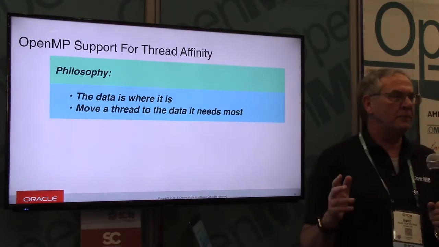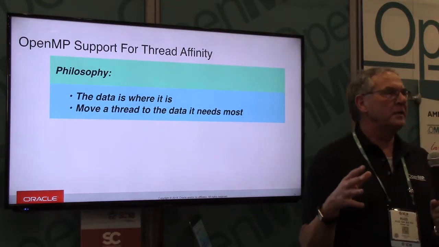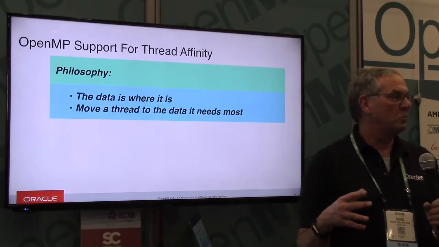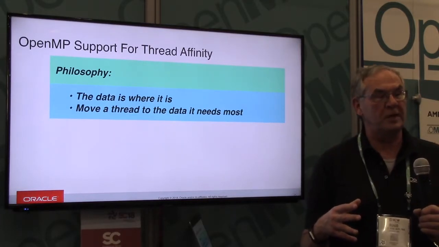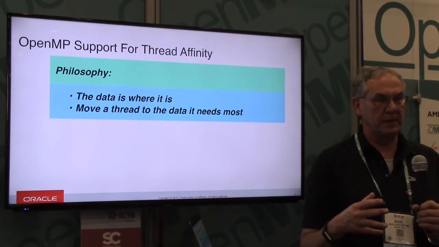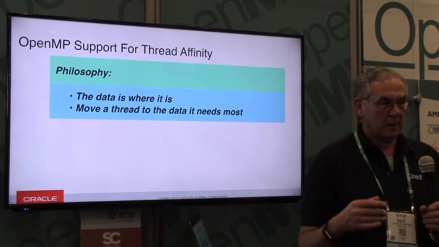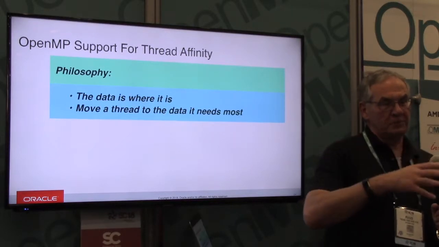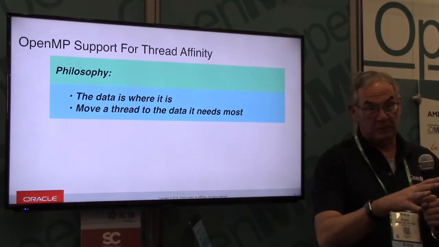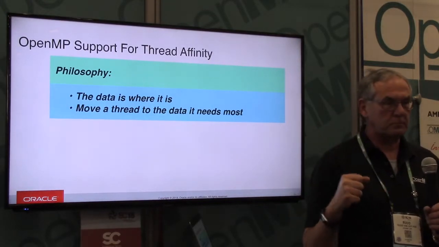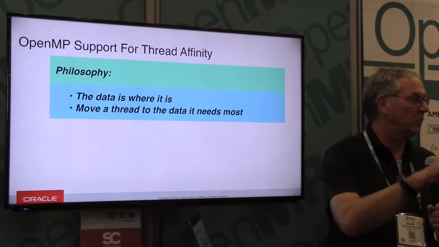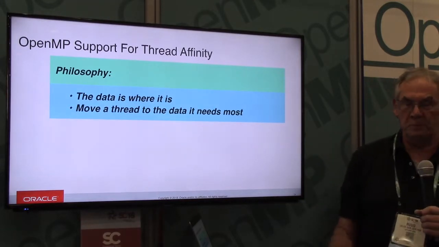The idea is the following. The data is wherever it is. What we're going to do is move the thread to where you say it has to go. The reason is moving a thread is a lot cheaper than moving data. So your responsibility is to make sure that the data is in a location where you'd like it to be, like using First Touch. And then through the OpenMP controls, you specify where the threads will run. And I'll show you, there will be examples.